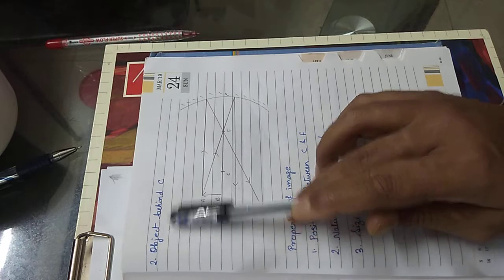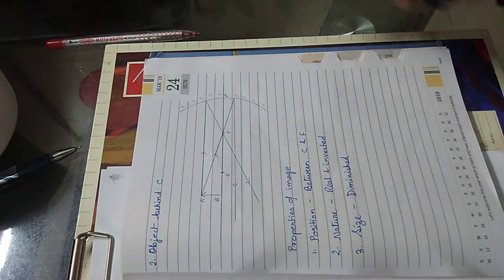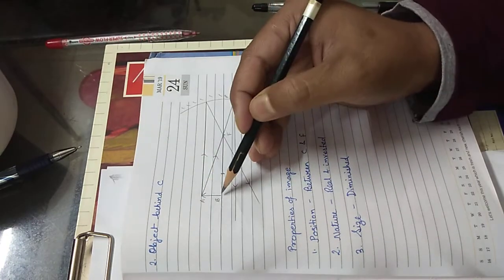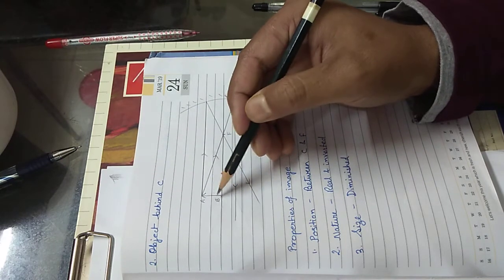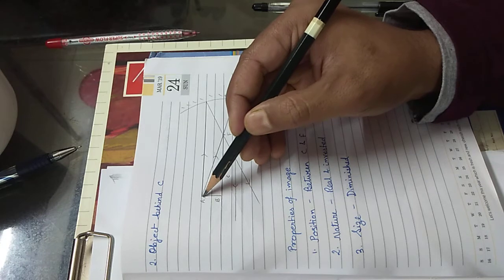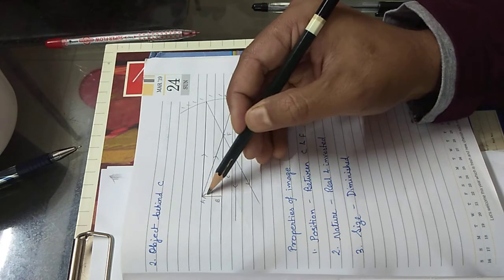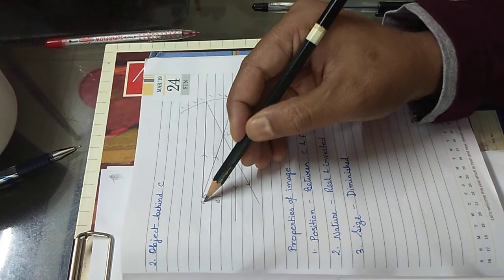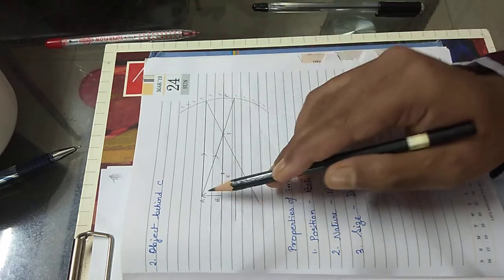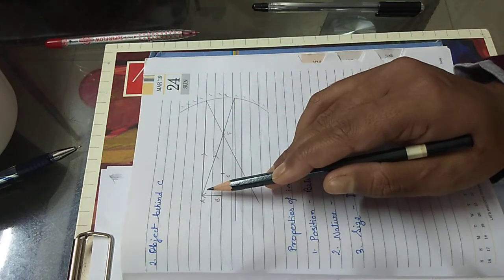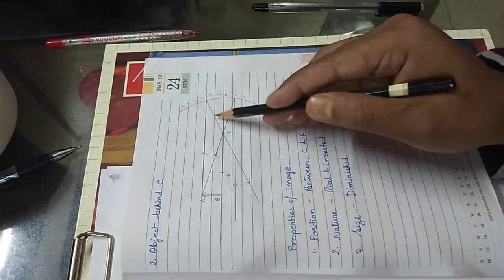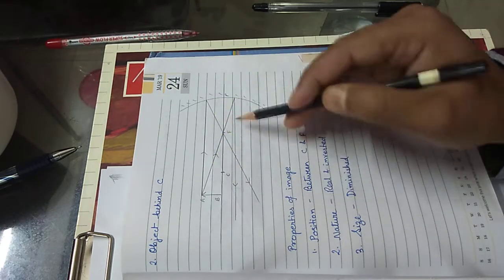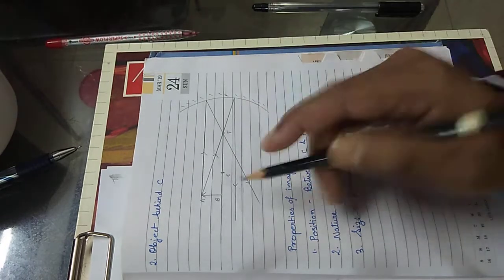So next position is object behind C. We have drawn an object here from the principal axis. At least your object should be 2 lines in height when you are drawing in your copy. You have to draw the object like this, an arrow, mark the arrowhead as A and the base as B. From there 2 rays are required, minimum 2 rays. First ray, we'll take it parallelly and it will pass through F. Rest you have to follow, mirror, 3 cm, all those things.